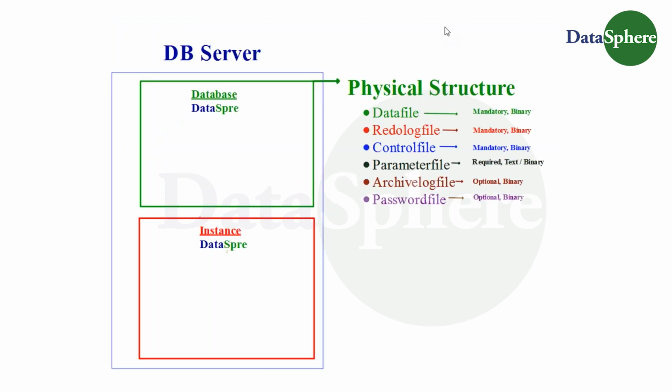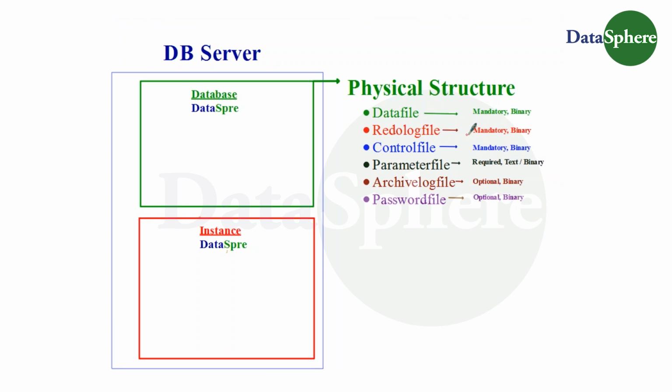Now, if we consider physical structure alone, we have different files for different types of data. The first one is the data file, which is mandatory for a database and is a binary file. We should not use any other mechanism to edit this file or make changes to its content. We should use the Oracle mechanism only. Using SQL, we interact with the Oracle database to make any changes to the content of the file. So it is a mandatory, binary file.